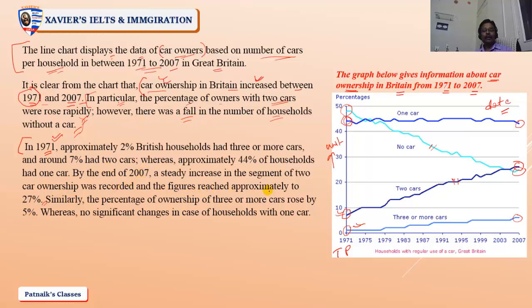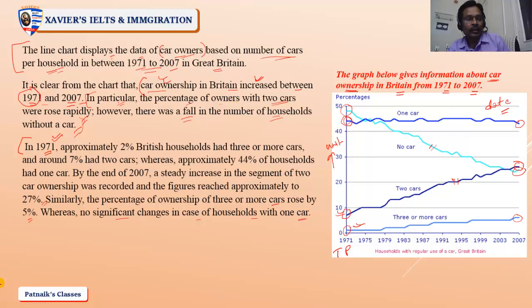By the end of 2007, a steady increase in the segment of two car ownership was recorded, and figures reached approximately 227%. Similarly, the percentage of ownership of three or more cars rose by 5%, whereas there were no significant changes in the case of households with one car. I am not talking about the decline of ownership without cars in this paragraph, right? I am talking about a particular type of segment, that is the increase of ownership in the segment of three or more cars and two cars, and there is no significant change in the ownership of one car. So I have not mentioned any figures for one car, but I have mentioned the key feature of that one car, right?